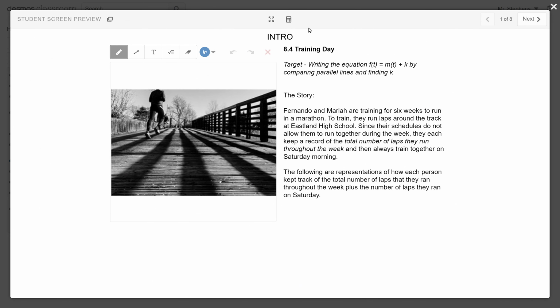All right, you guys, we're going to do the lesson here for 8.4. We're going to be looking at translations of a linear equation.